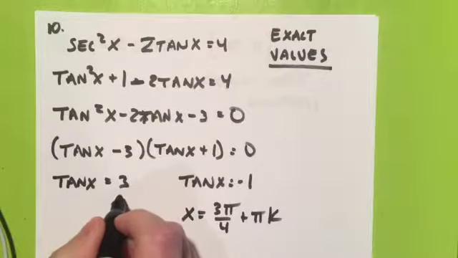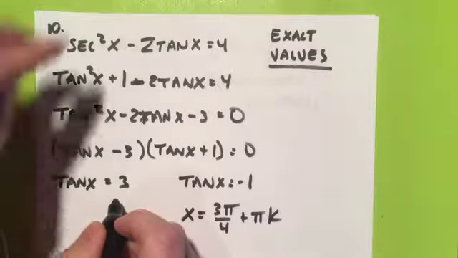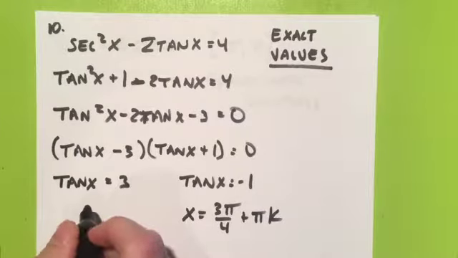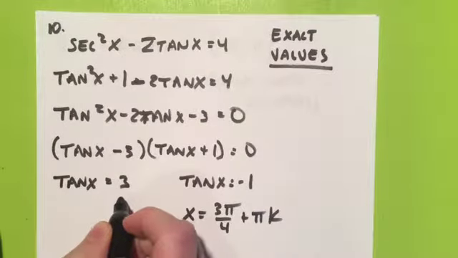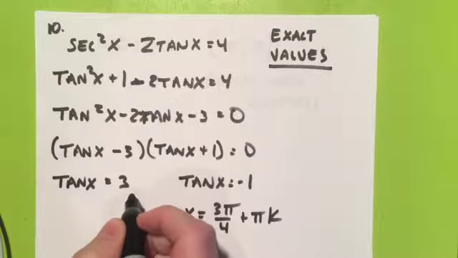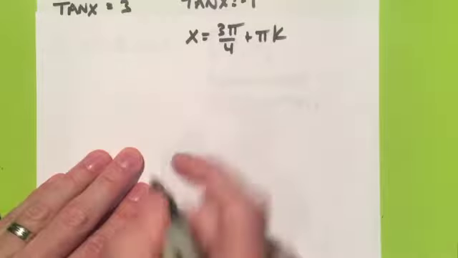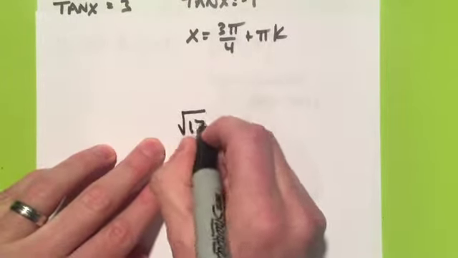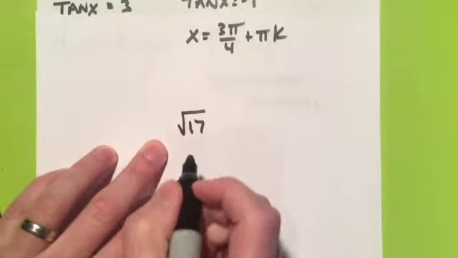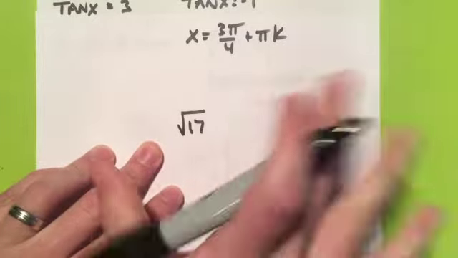Now 3 is not one of the values on the unit circle. So for an exact value, how we would do this using the calculator is we would take the inverse tangent of 3 and it would give us some decimal. We're going to do that except for evaluate. Thinking about this, if we had square root of 17, well, you could plug that into the calculator, but this is also an exact value. It does not involve any rounding. It is set. It's a number.